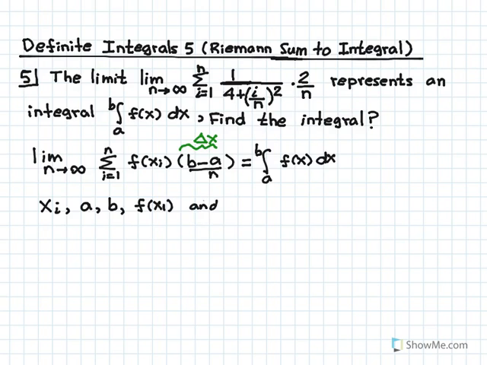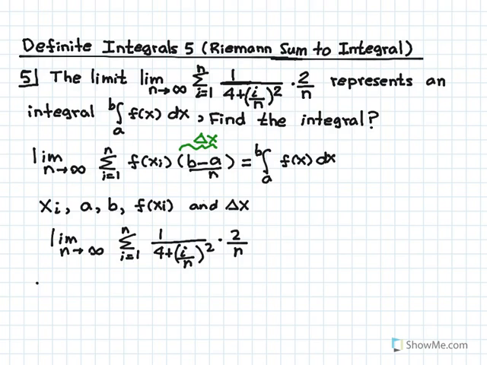and delta x, which is a common width. So we're given limit n goes to infinity, i goes from 1 to n, 1 over (4 plus i over n) squared times 2 over n. We start by letting xi be i over n. These are the x values.